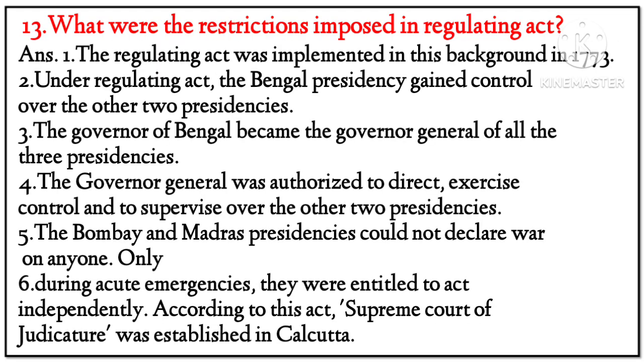13th question. What were the restrictions imposed in the Regulating Act? Answer. The Regulating Act was implemented in this background in 1773. First, under the Regulating Act, the Bengal Presidency gained control over the other two presidencies, Madras and Bombay. The Governor of Bengal became the Governor General of all three presidencies. The Governor General was authorized to direct, exercise control and supervise the other two presidencies. The Bombay and Madras presidencies could not declare war on anyone. During acute emergencies, they were entitled to act independently. According to this act, the Supreme Court of Judicature was established in Calcutta.